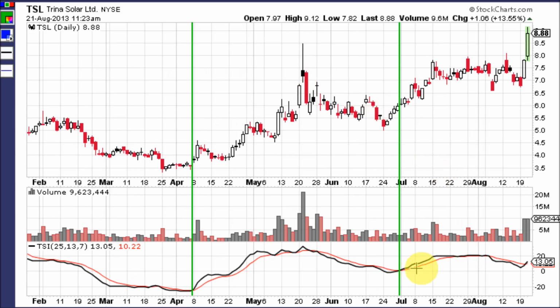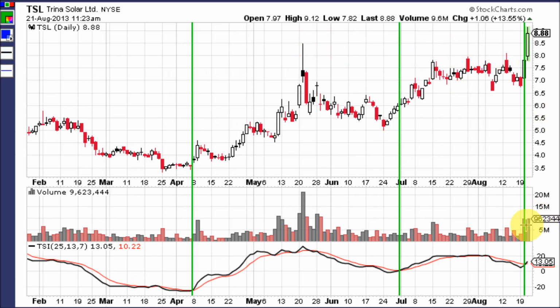Okay, then momentum kind of levels off. The stock trades sideways, forms kind of a bearish chart pattern, and falls. But it's still in positive territory. And here is another bullish crossover as the stock breaks out into blue sky territory above all levels of resistance on this chart, on pretty good volume for 2 days.